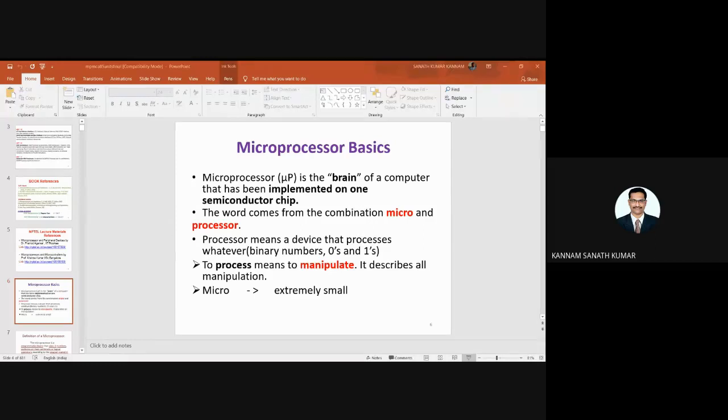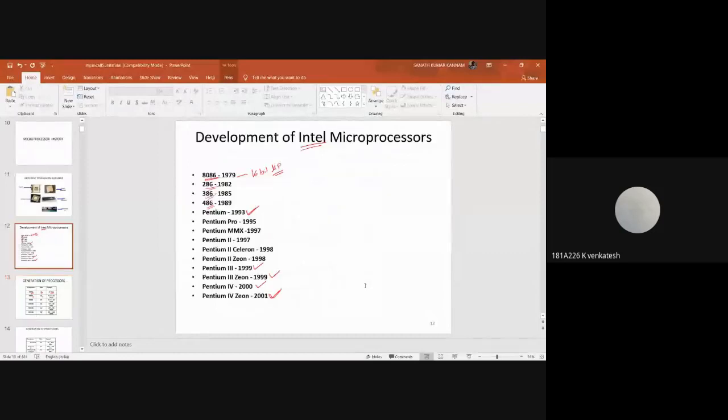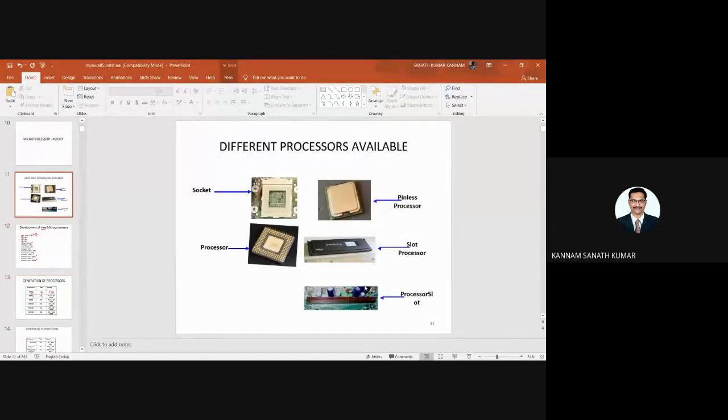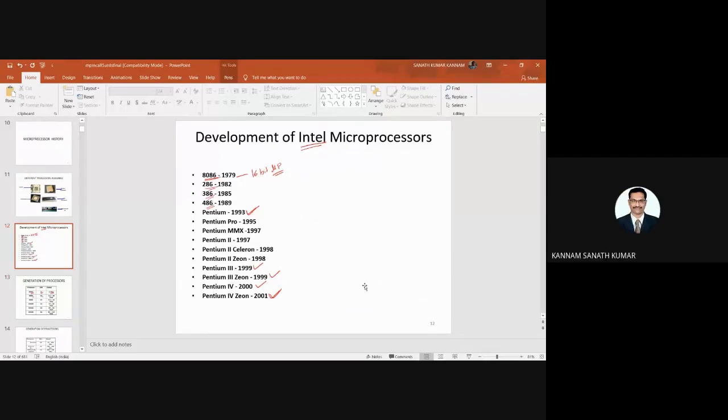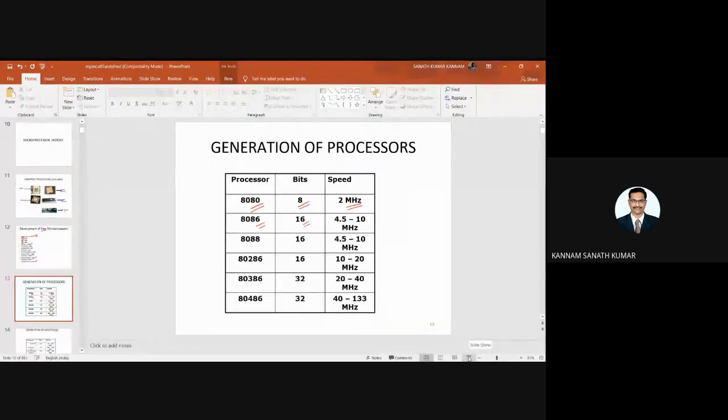Okay, so if you see the generations of microprocessor, this is the processor 8080. This is an 8-bit processor, and speed is 2 megahertz. Okay, and 8086 is a 16-bit processor. So when I change the style it's not changing. One second. Now it is changing, sir. Now it is visible. Yes, sir. Okay. Generations of the processor. Is it okay?